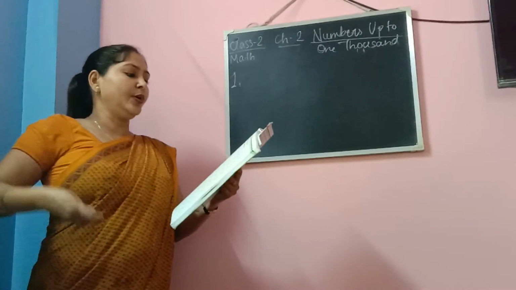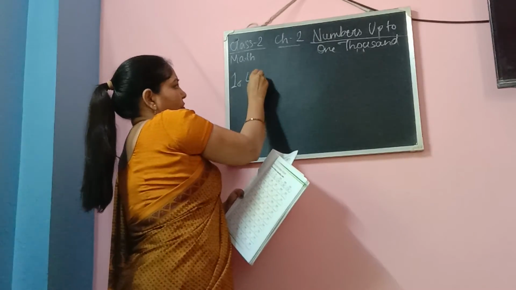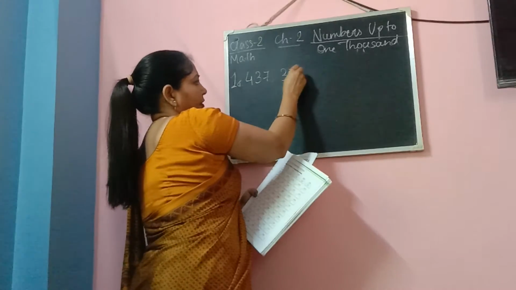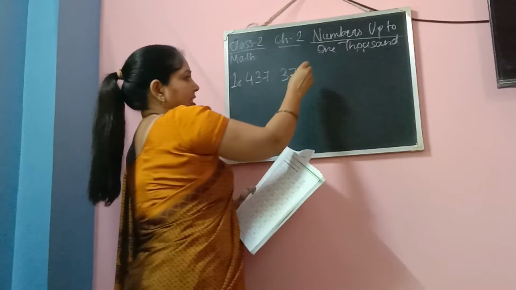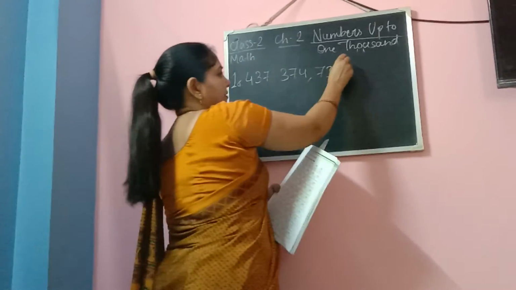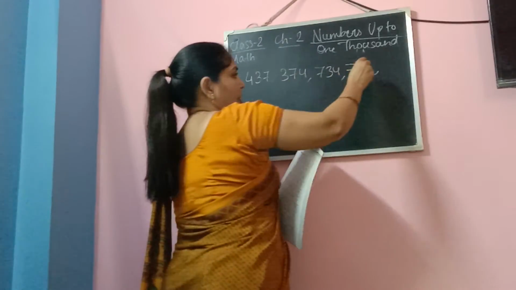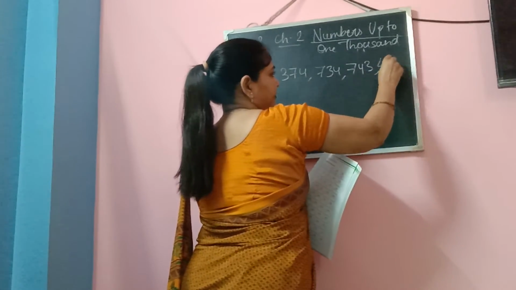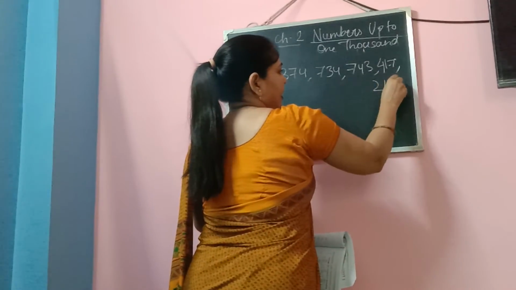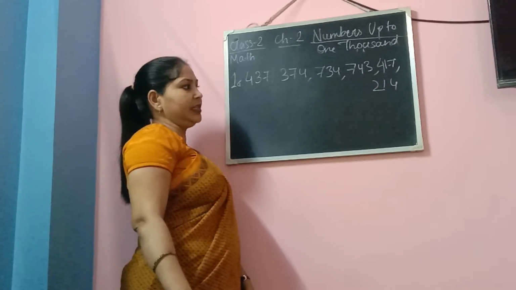Now in number C you can look at your book. This is number C: 437, 374, 734, 743, 417 and 214. Okay, these are the numbers and now we have to compare which is the smallest number.